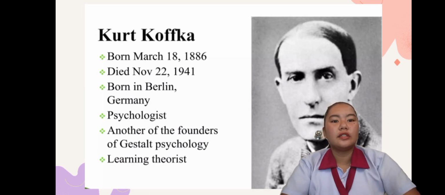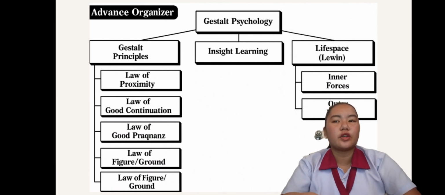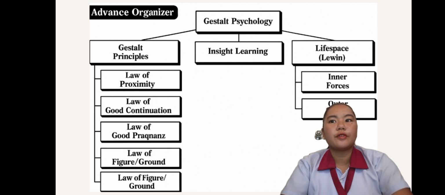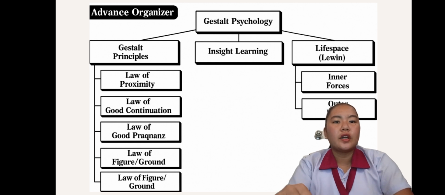Here is the advanced organizer about Gestalt psychology. First, there are five Gestalt principles. These are the law of proximity, law of similarity, law of closure, law of good continuation, law of good pragnanz, and the law of figure and ground.